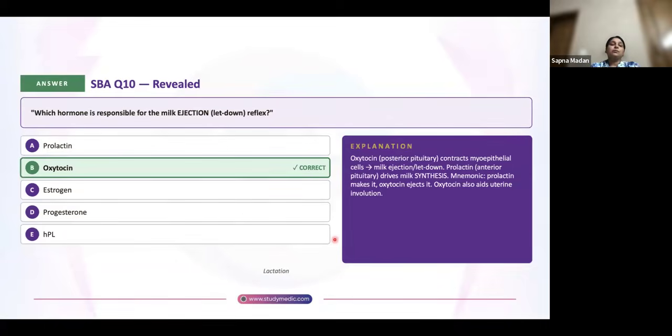Okay, so oxytocin released from the posterior pituitary will contract the myoepithelial cells, causing milk ejection and letdown. Prolactin is from the anterior pituitary, and it is involved in milk synthesis. So prolactin makes it, oxytocin ejects it.